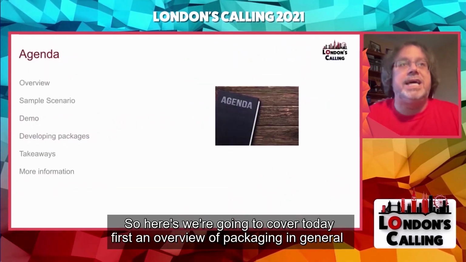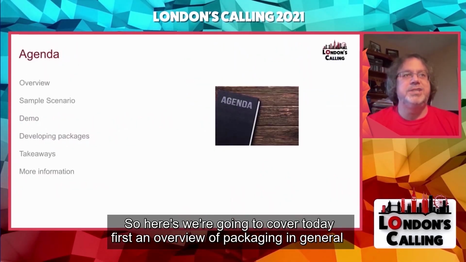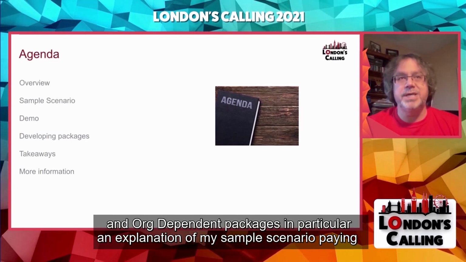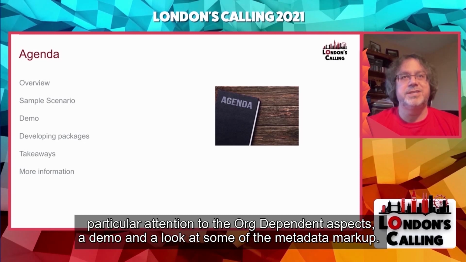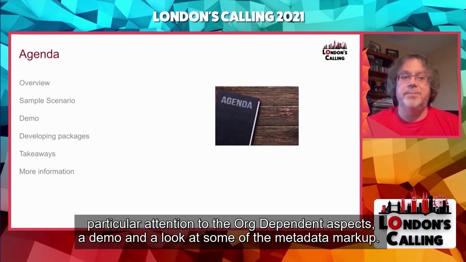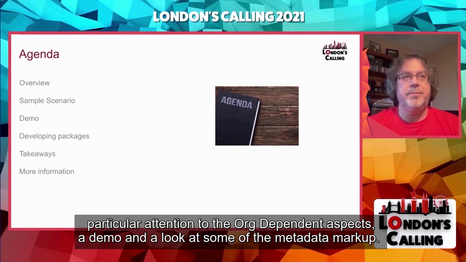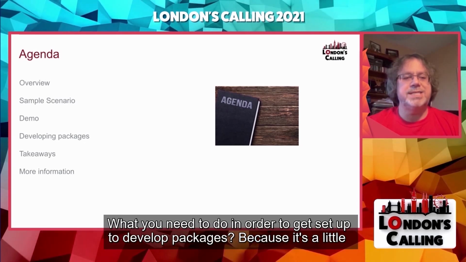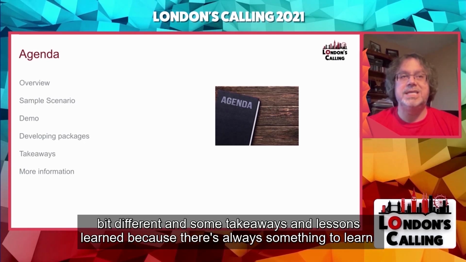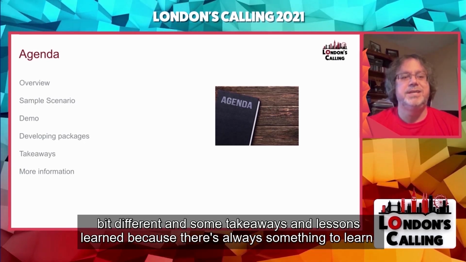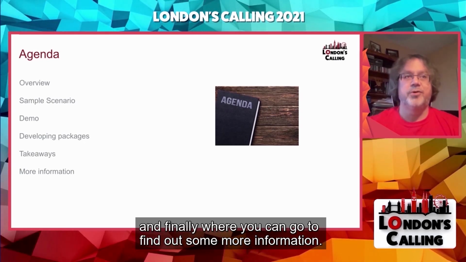So here's what we're going to cover today. First, an overview of packaging in general, and org-dependent packages in particular. An explanation of my sample scenario, paying particular attention to the org-dependent aspects. A demo and a look at some of the metadata markup. What you need to do in order to get set up to develop packages, because it's a little bit different. Some takeaways and lessons learned, because there's always something to learn. And finally, where you can go to find out some more information.